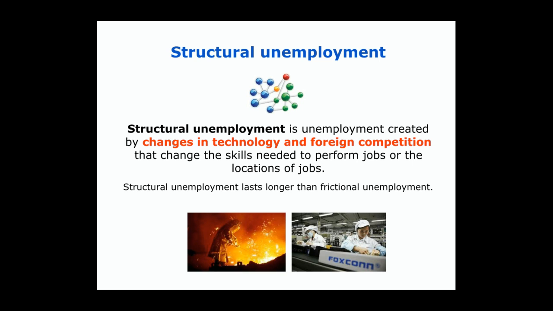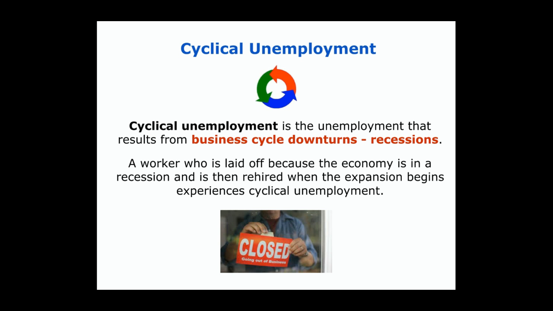The last type of unemployment is cyclical unemployment. This is the unemployment that's associated with the ups and downs of the business cycle, with recessions. And so when a worker is laid off because the economy is in a recession, then this is considered cyclical unemployment. They'll eventually be rehired, maybe when the economy grows again. But for right now, they're unemployed because we're in a recession. And so, of the three, this is considered the bad type of unemployment. This is the unemployment that's associated with economic downturns, and this is cyclical unemployment.